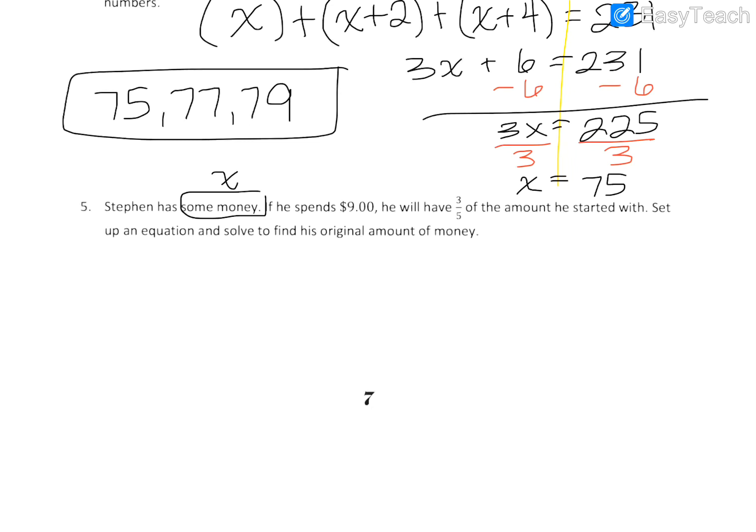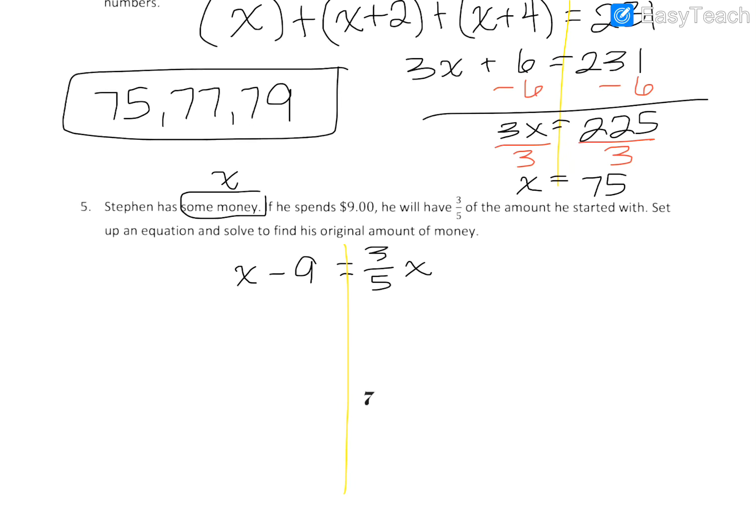All right, so let's go ahead and set this up. Okay, he's starting with x. He is spending $9, so I want to minus 9. Now he will have, so that's equal to 3/5 of what he started with, which was x. So 3/5 x. All right, go ahead and solve this and type in what you got for your x, and then we will go over it.